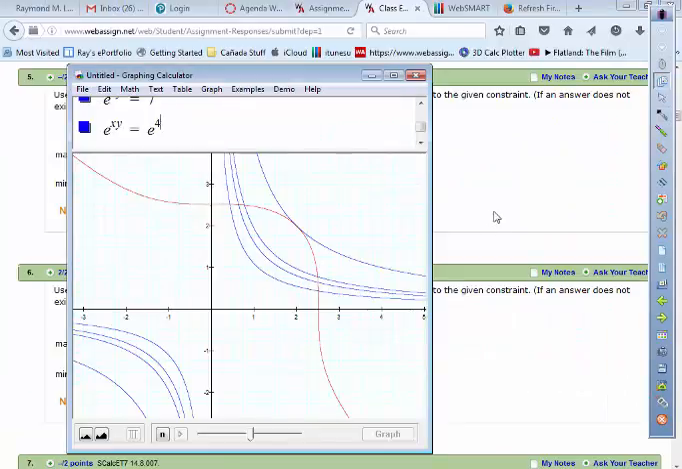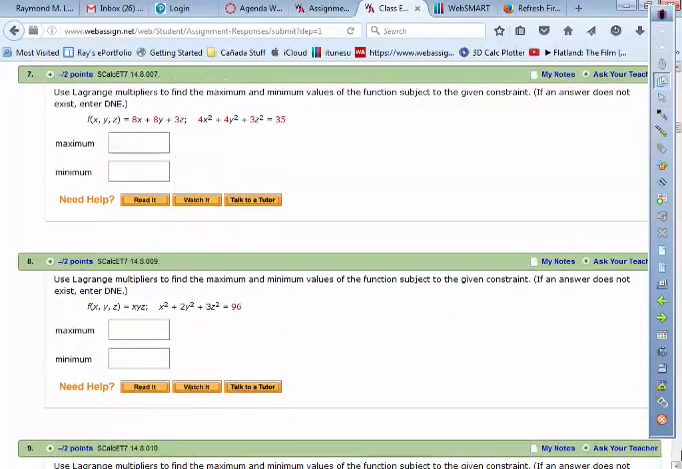All right, so let's do an example in 3 dimensions or higher dimensions. Number 7 or 8. 8 is interesting.